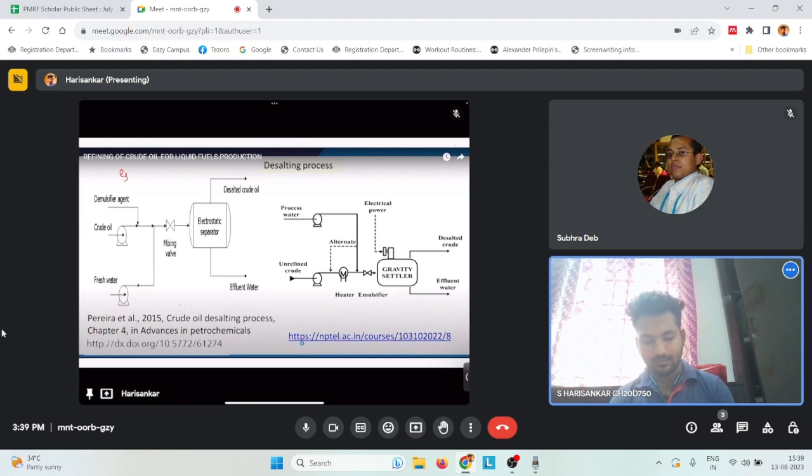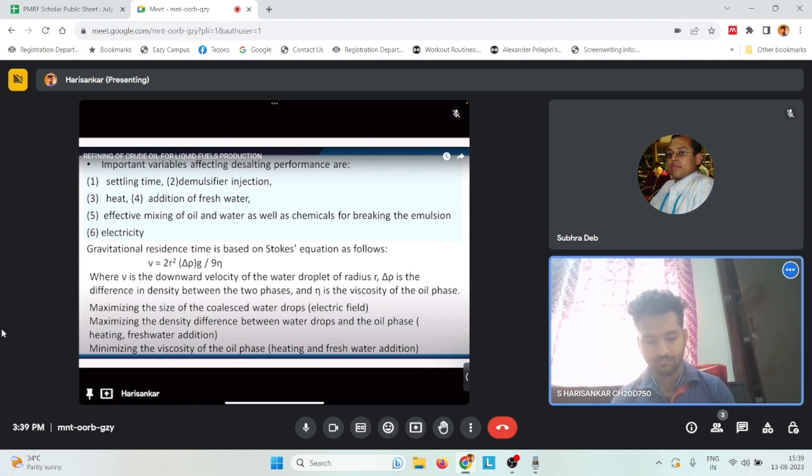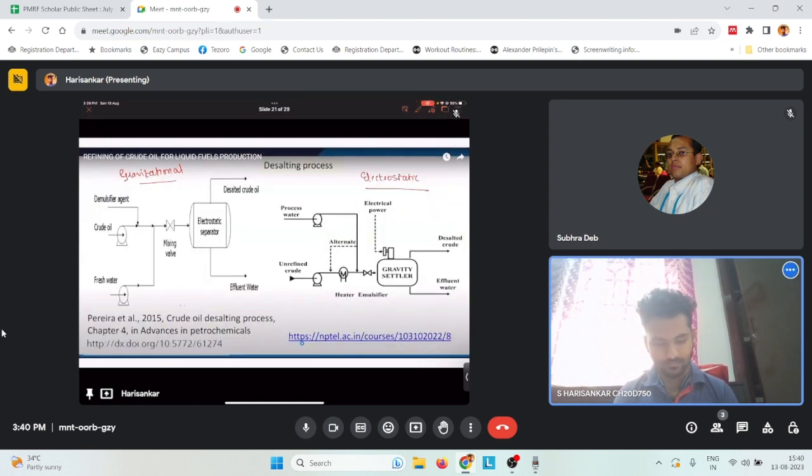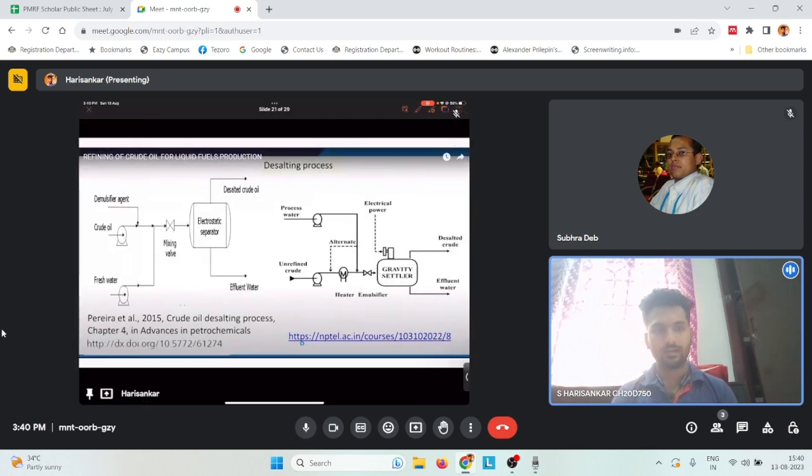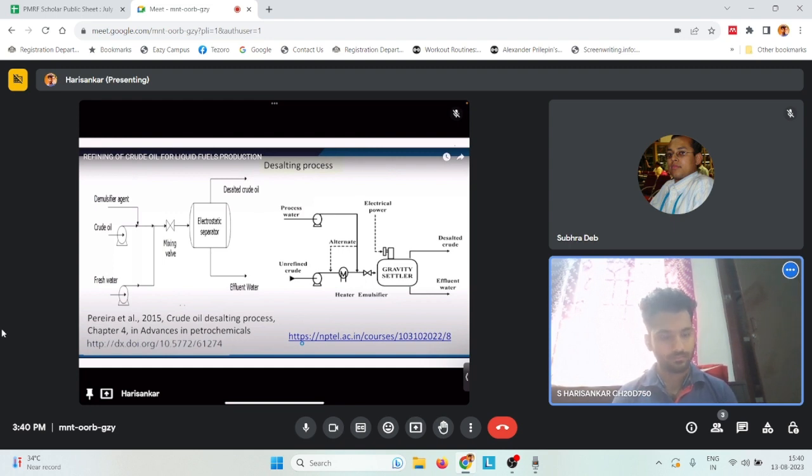You can have two types of desalting process. One is the gravitational desalting process, and the other is the electrostatic desalting process. I think the names were mismatched. So this is electrostatic, and this is gravitational.